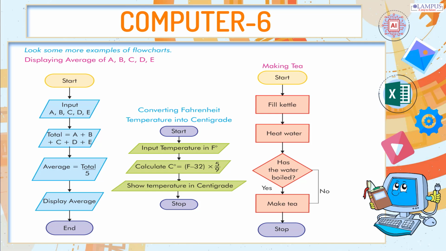End. Converting Fahrenheit temperature into centigrade. Start. Input temperature in F degree. Calculate C degree equals (F minus 32) times 5/9. Show temperature in centigrade. Stop. Making tea. Start. Fill kettle. Heat water. Has the water boiled? Yes. No. Make tea. Stop.